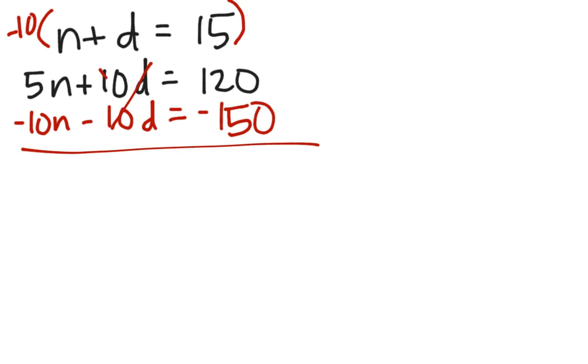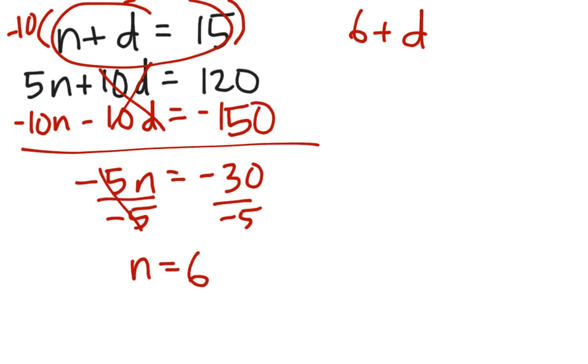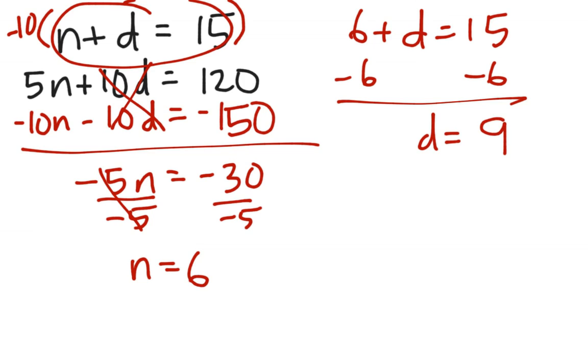And so we subtract, eliminate the d terms. I've got -5n is equal to, what is that, -30. Divide by -5, and I think we get 6 nickels. And then I go back to the original equation 1, plug the 6 in, 6 plus d equals 15, subtract 6 from both sides, and I've got d equals, I think, 9. So I've got 9 dimes and 6 nickels. Let's look at another example.